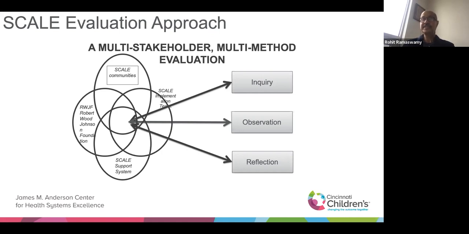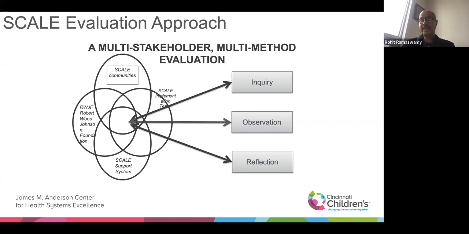Then, because the program itself was so large and so diverse and so complex, and because all the communities were very busy, the other factor here was that scale was perhaps only one of multiple programs that these community coalitions were implementing. So it was not as though they were dedicated to just doing this work. This might have been 10, 15, 20% of their work. So part of our role was also to think about how the work they are doing here in scale fit with some of the other work that they're doing in their other projects as well.